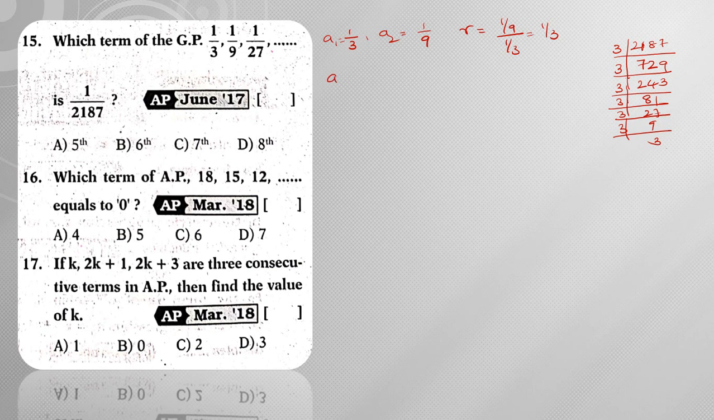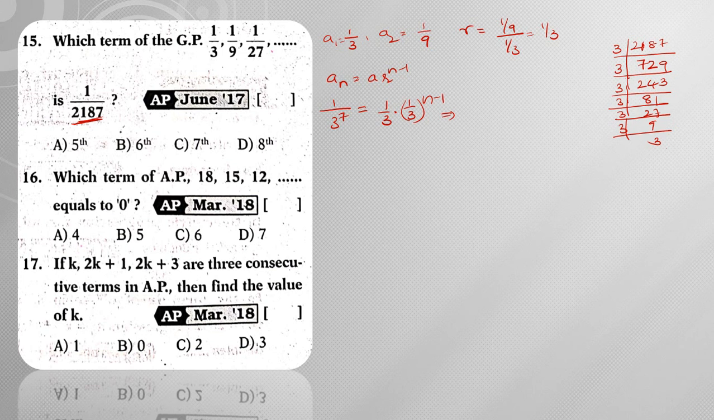Now already we know the AN formula. AN is equal to A into R power n minus 1. Here already he has considered AN as 1 by 2187. So instead of 2187, simply write 3 power 7. So 1 by 3 power 7 is equal to, what is the A value here? So A value is 1 by 3 into R value is 1 by 3 whole power n minus 1.